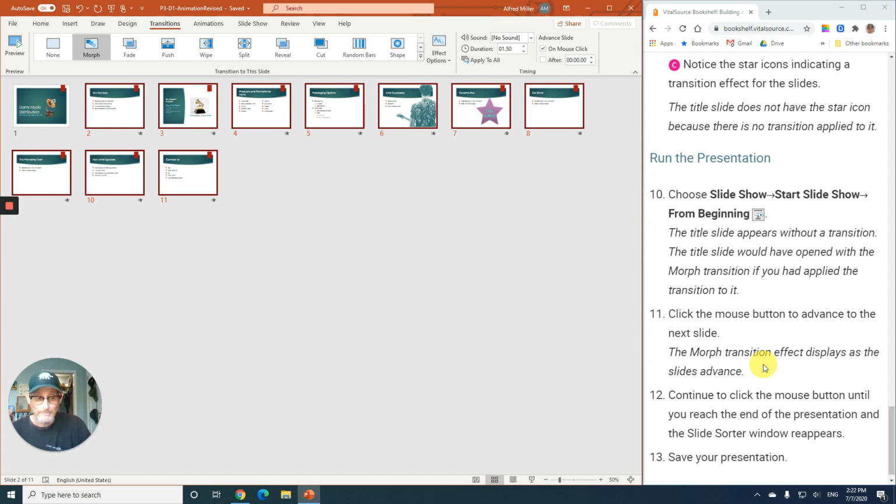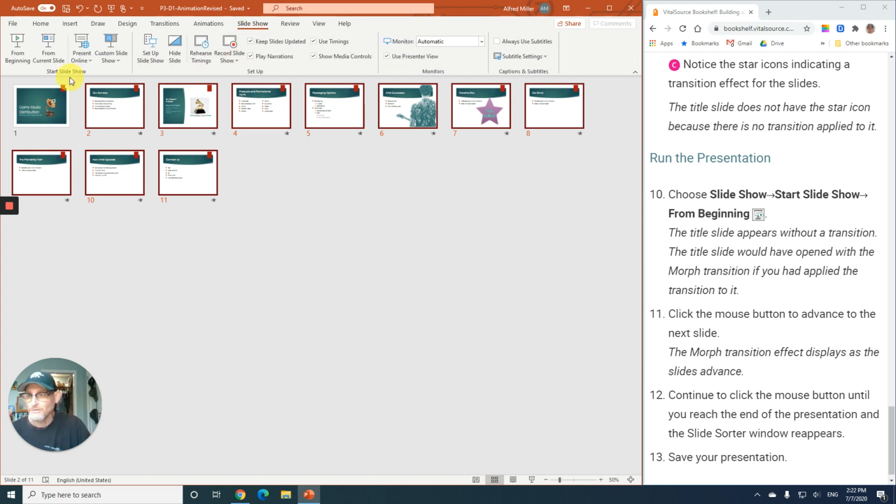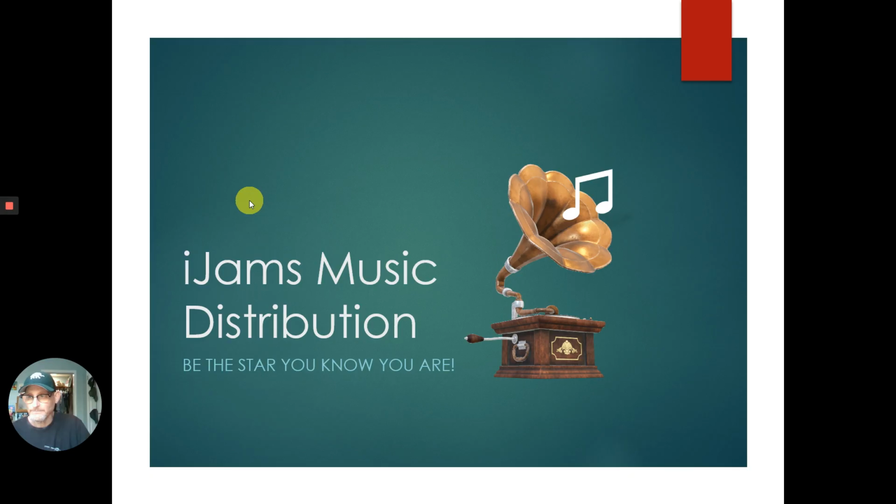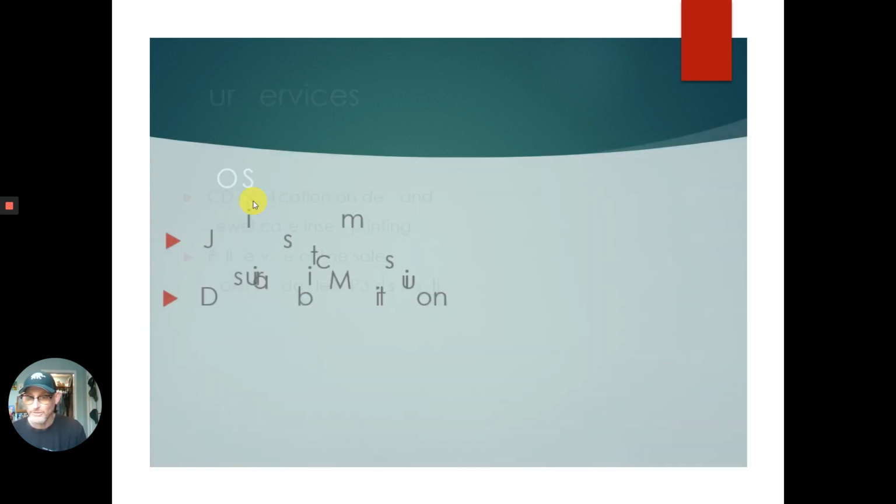We end our show by pressing the escape key. So they want us in step 10, slideshow, start slideshow from beginning. Slideshow, start slideshow from beginning. No transition, you don't want it on the first slide. I can press my right arrow or click my mouse.